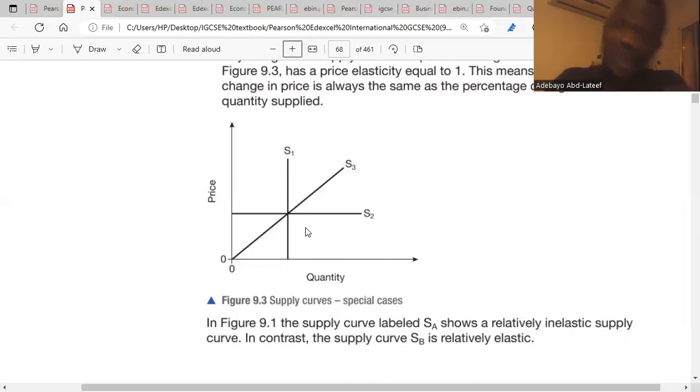At S1, it is vertical. When it is vertical, it means that it is perfectly inelastic. If it is horizontal, it means producers are willing to supply more at any given price. But if the straight line passes through the range of S1 and S2, it means it is unitary. Percentage change in the quantity supplied equals percentage change in price. Is it clear?